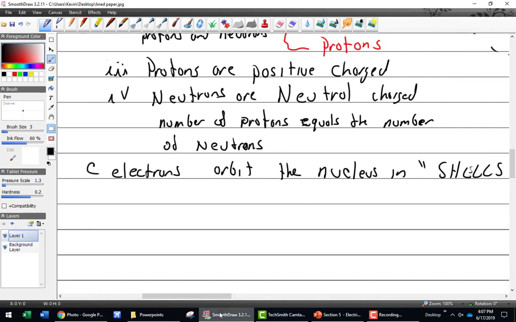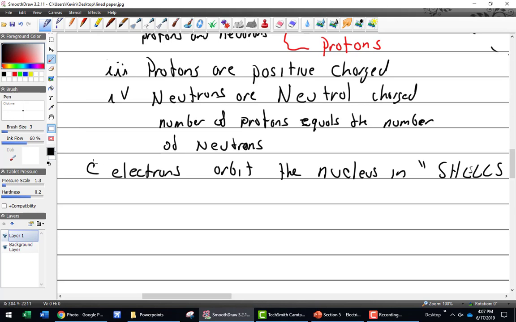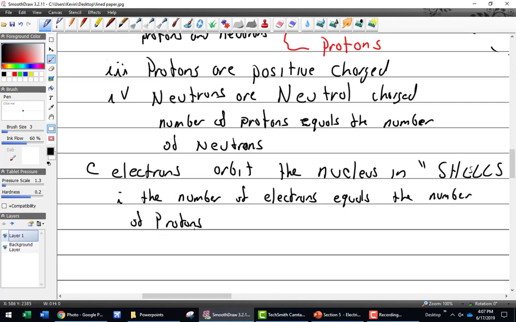So electrons orbit the nucleus in shells. We got that. We'll just put this. The number of electrons equals the number of protons. And the number of protons equals the number of neutrons.